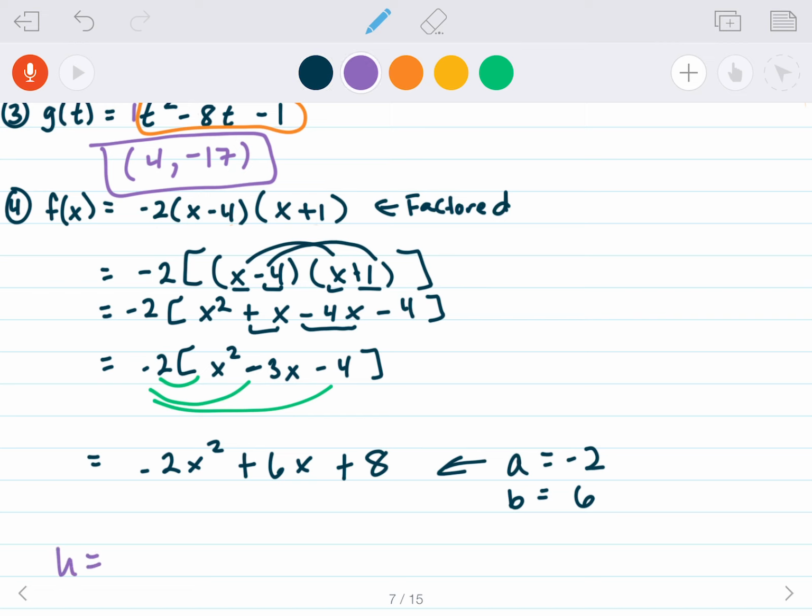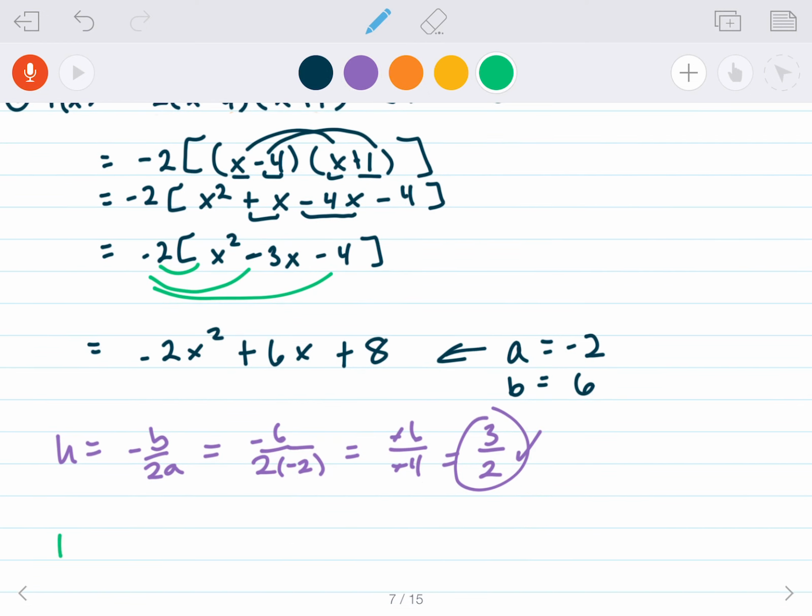Therefore, h is equal to negative b over 2a. That's going to give us negative 6 over 2 times negative 2 based on our information. Negative 6 over negative 4 can be reduced. These negatives cancel and we can reduce by 2. 6 divided by 2 is 3, 4 divided by 2 is 2. So h is equal to 3 over 2.